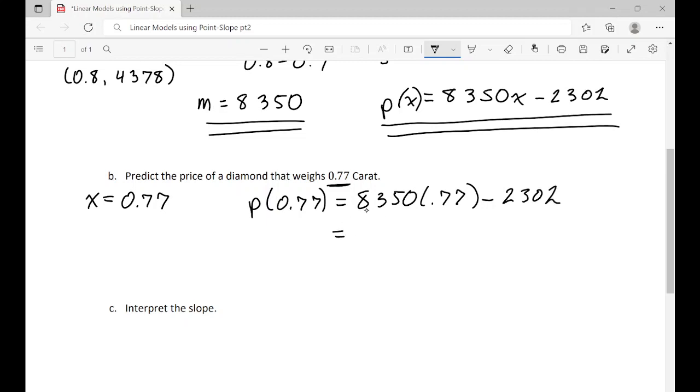And again, just run all this into a calculator and let it do the work for you. And we'll get 4,127.5. So what is the price? Price is, got it backwards, $4,127.50 for a diamond that is 0.77 carat.